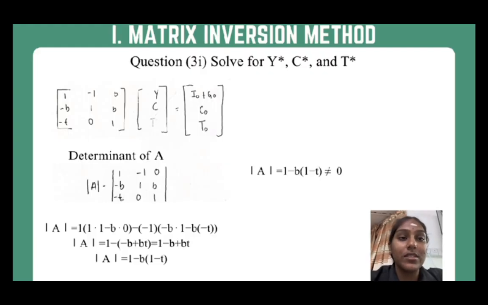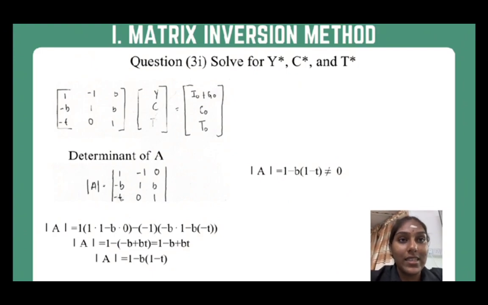So in order to solve the system of equations using the matrix inversion method, we apply the formula that x equals 1 over the determinant of A multiplied by the adjoint of A and the constant vector. Before we can solve for the unknown variables, it is necessary to first determine two key components, which are the determinant of A and the adjoint of matrix A. So let us begin by finding the determinant of matrix A.